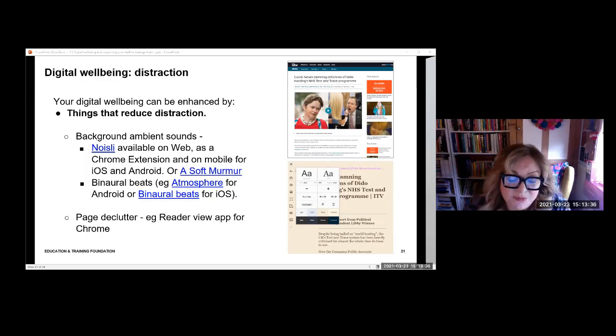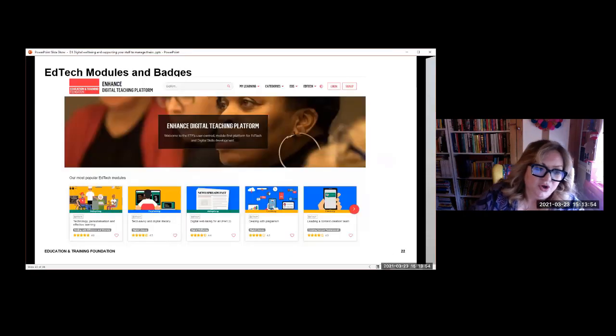As well as audio support to reduce distraction, there are tools to strip away visual clutter, like the Reader View app from Chrome, for example. So that's showing it over there. It gets rid of all the adverts and all the bits and bobs around it, so you can read exactly what you're wanting to. So if we could move on to the next slide, please.